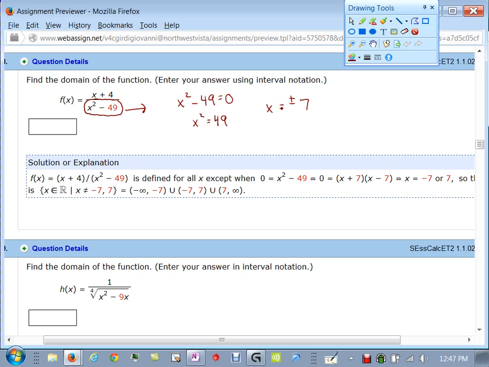So the domain of this is everything except 7 and everything except negative 7, which can be written like this, or it can be written like this. So all real numbers such that x is not 7, or not negative 7 and not 7, or everything from negative infinity to negative 7 not including negative 7, unioned with everything from negative 7, not including negative 7, all the way up to 7, not including 7, union everything after 7, not including 7, all the way to infinity.